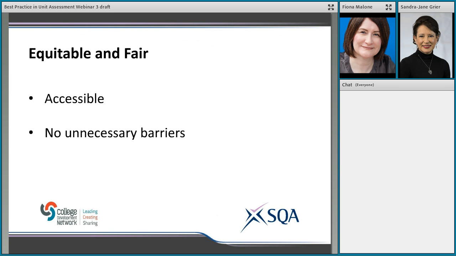So let's look now at the final principle of assessment that SQA wants to always make sure is applied. And this is about assessments that are equitable and fair. The first thing to think about here is accessibility. And how an assessment is accessible is through the language that's used within that assessment. So in other words, information, instructions and wording should be clear.